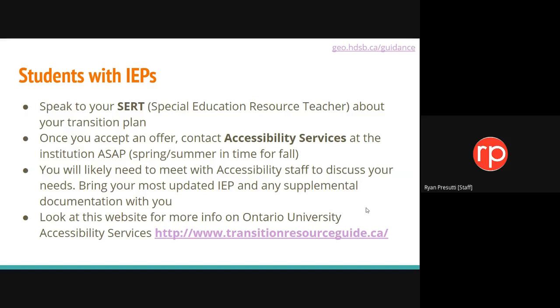If you're going to an Ontario university, there's an excellent website called transitionresourceguide.ca that has lots of contact information for each accessibility services office at all the universities in Ontario, as well as key information you need to know about transitioning to post-secondary with an IEP.